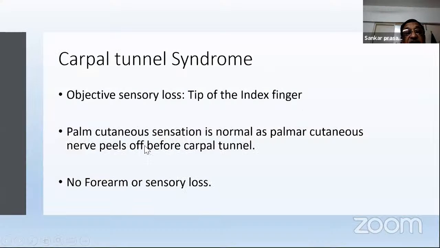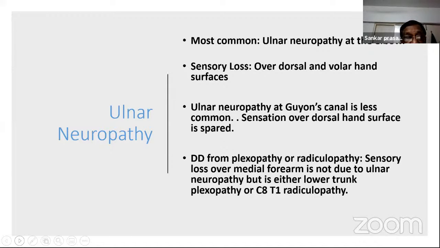We are very much familiar with carpal tunnel syndrome, where the objective sensory loss indication is the tip of the index finger, or either the index finger or middle finger tip. The palmar cutaneous sensation is normal, as the palmar cutaneous nerve peels off before the carpal tunnel. There is no forearm sensory loss. So whenever you see a patient with carpal tunnel syndrome, which we will discuss in due course also, you first test the sensation at the tip of the index finger or the middle finger. Testing the palm is of no use, because the palmar cutaneous branch already peels off before the carpal tunnel.